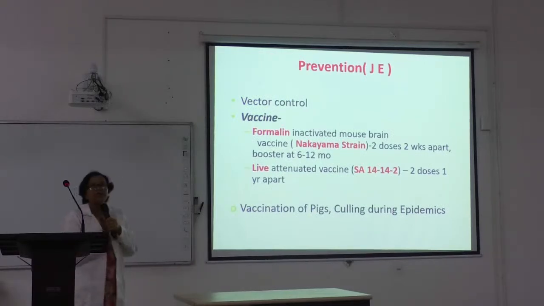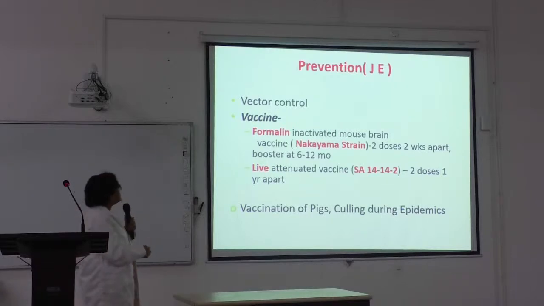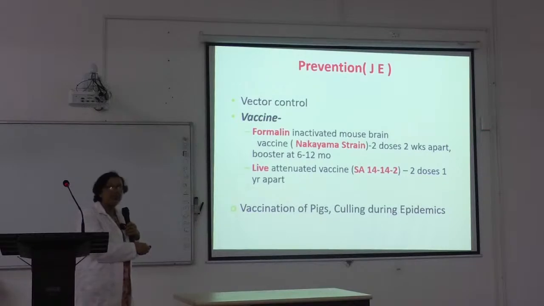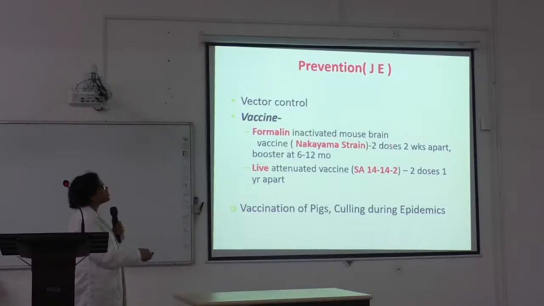Prevention is vaccine. Japanese encephalitis is important for short note. The vaccine is Nakayama strain. The vaccine is asked in the oral, and it is important for short note. For prevention, Nakayama strain, 2 doses, 2 weeks apart, and booster at 6 to 12 months. Live attenuated vaccine, SA 14-14-2, 2 doses, 1 year apart.